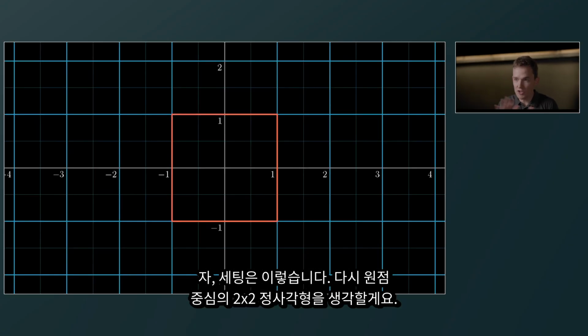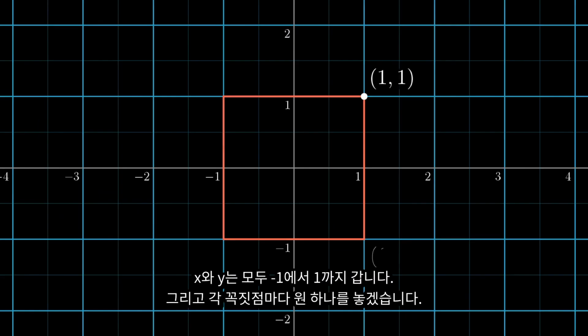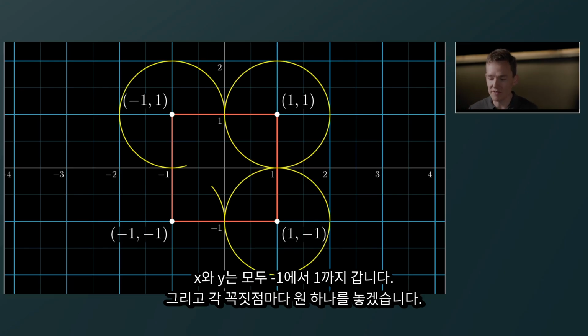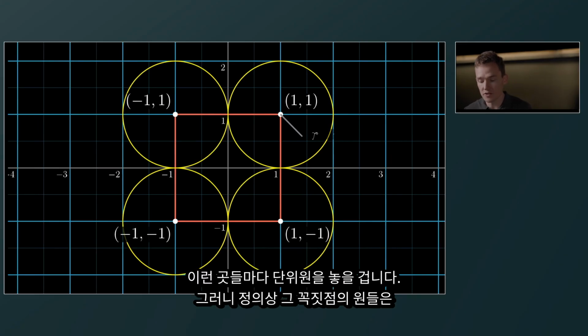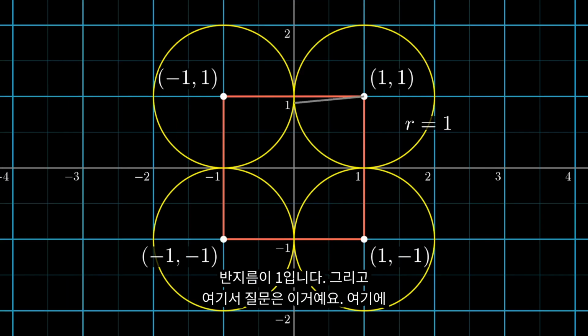We're again going to have a 2x2 square centered at the origin, goes from x equals -1 to x equals +1. I'm going to put a circle at each one of its corners. So the corners are sitting at (1, 1), (-1, 1), (-1, -1), on and on. I'm going to put a unit circle on each one of those. And so by definition, those corner circles have a radius of 1.